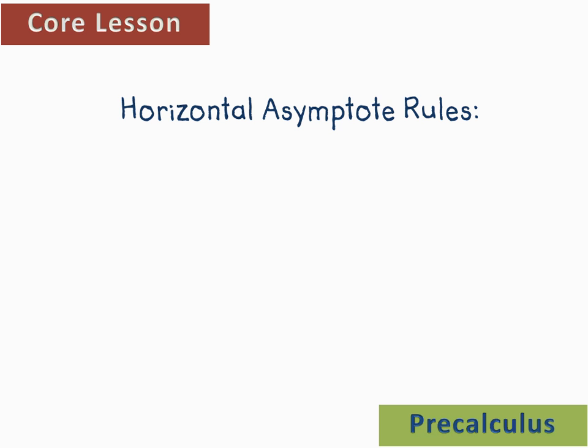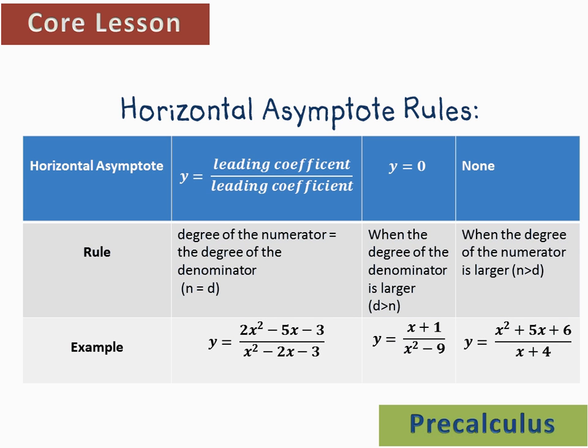Well, there are actually 3 rules, because you could have 3 different possible horizontal asymptotes. You'll probably need to pause right now so you can write all these down in your notes. But I'm going to keep going, so pause me if you need to. So you could have a y equals some number horizontal asymptote, or you could have y equals 0, or you could not have one at all.